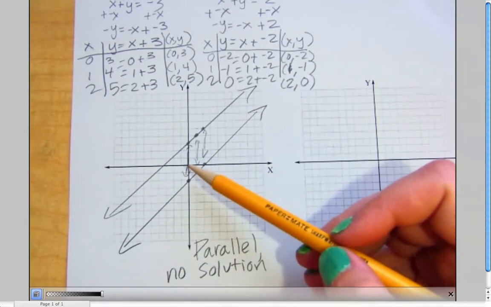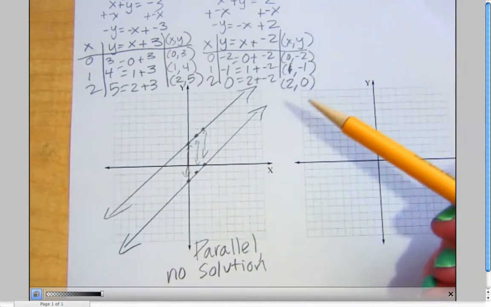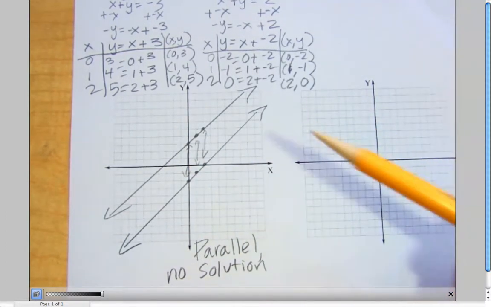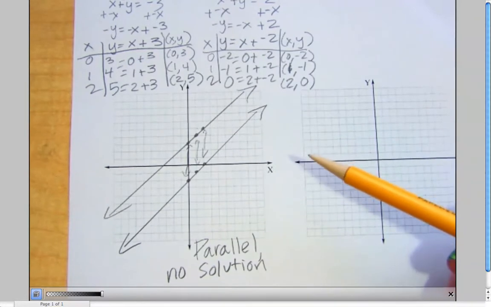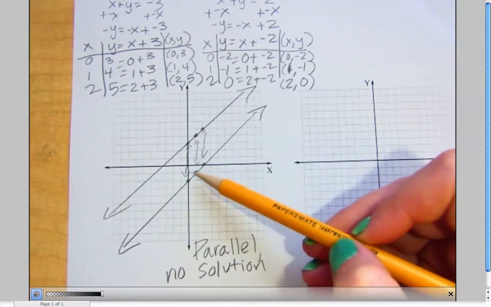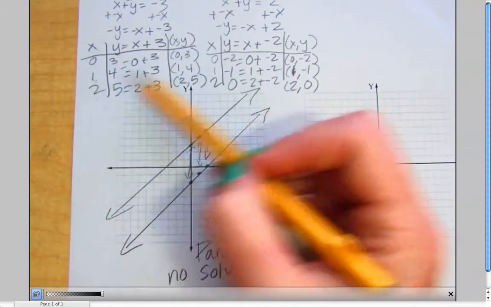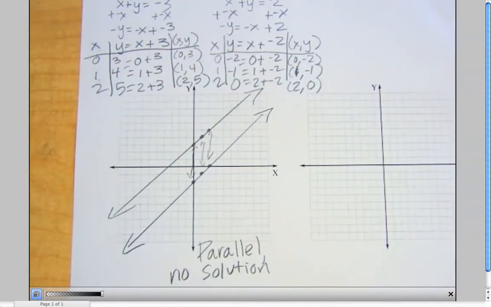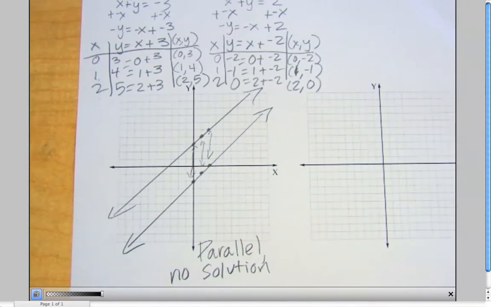The way you know for sure they're parallel, because sometimes they can look like they're parallel but eventually meet, is that you notice they're exactly 5 spaces apart each time. That's why it's a good idea to pick the same numbers for each equation. If they're parallel, they have no solution because they're never going to meet. So that's it. That's finding a solution to a system of equations by graphing.